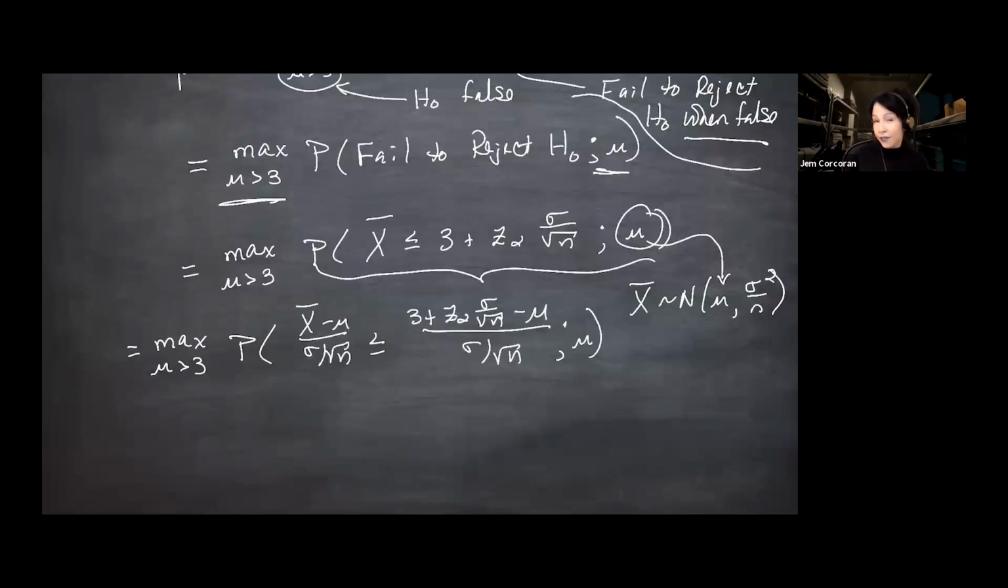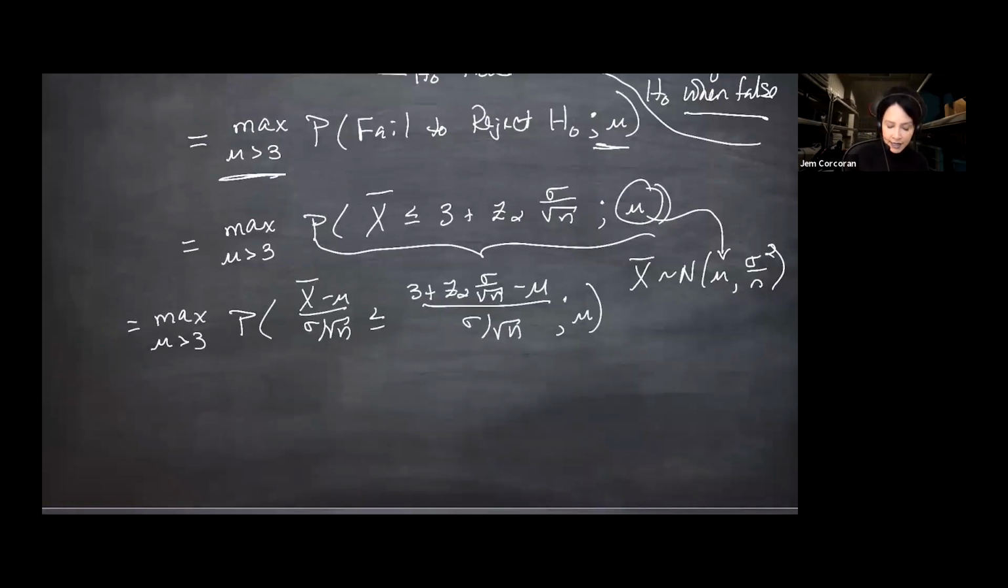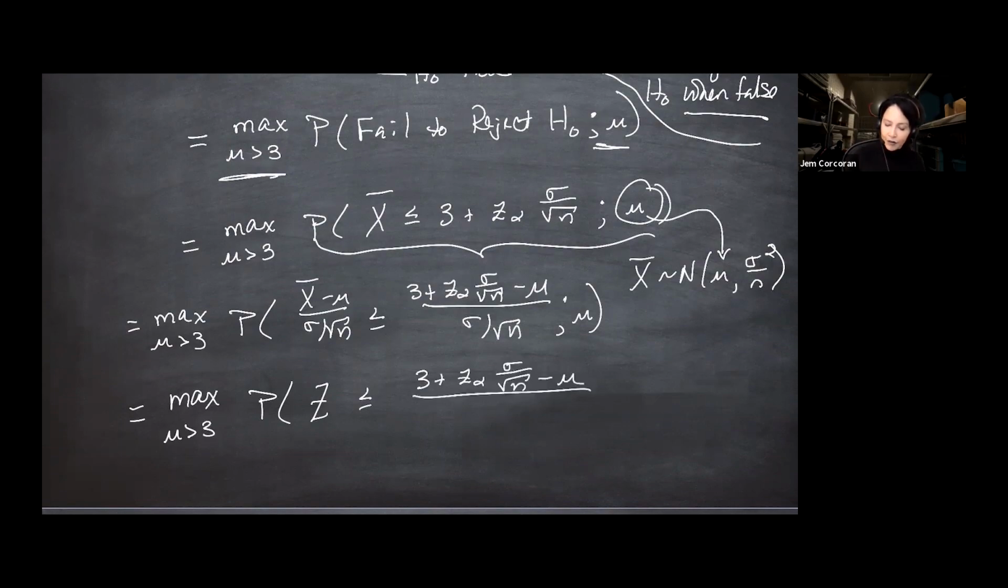And then the thing on the left is a standard normal, so I'm going to call it z. This is the max over all mu greater than 3 of the probability that z is less than or equal to 3 plus z alpha sigma over the square root of n, minus mu over sigma over the square root of n. Right, so again, we want to maximize this, and we're just going to do it by inspection.